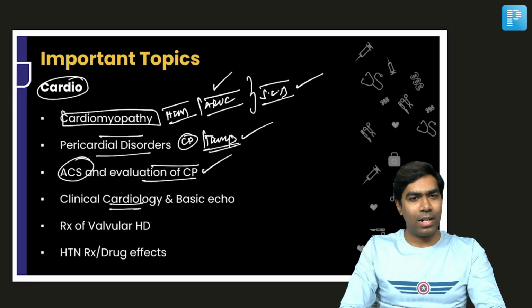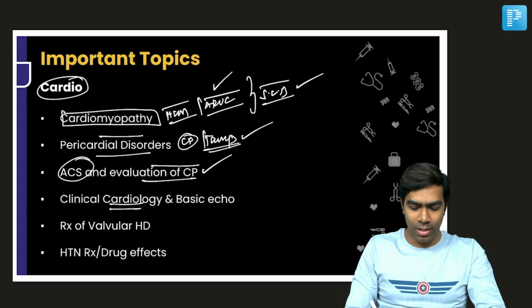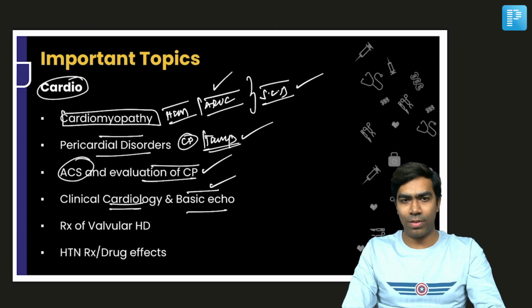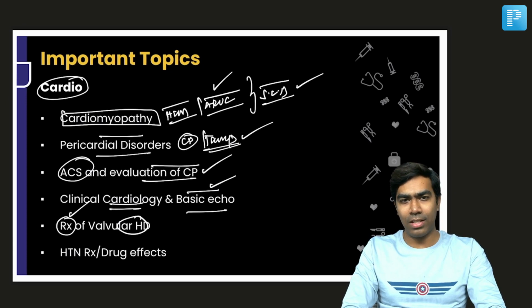When it comes to clinical cardiology, a few areas like the murmurs, your JVP and your pulse also become extremely important. And the basic echocardiogram is very important, including assessment of valvular dysfunction, TAPSE and its importance, and related stuff. When it comes to valvular heart disease, the treatment is very important, especially what the indications for surgery are and when you're going to manage medically.